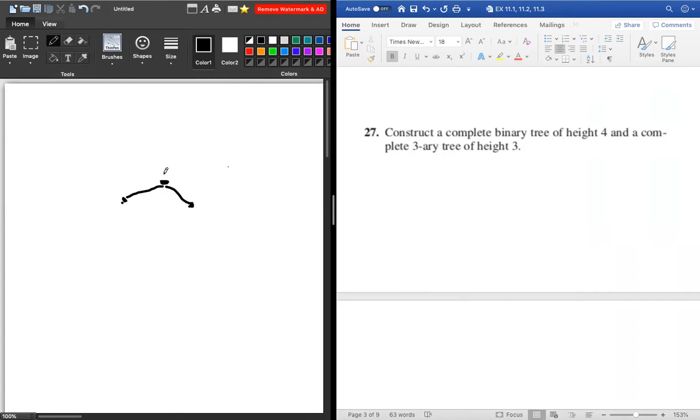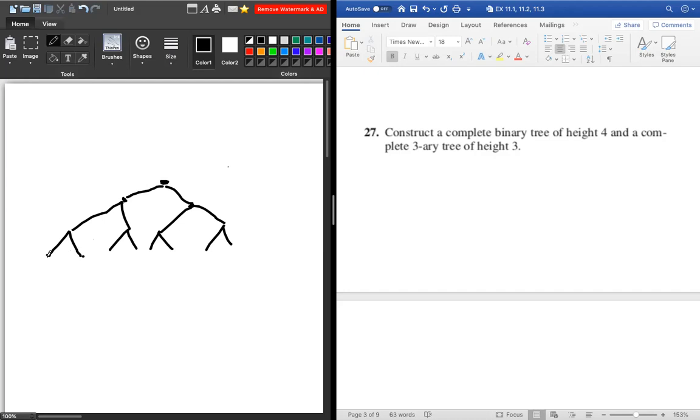Okay, all right, so basically we're going to draw a binary tree of height 4. So we have this one root node, this is the other one, the second one, these are the two children. This node will have two children, and this node will have two children. Furthermore, this node will have two children, and this one will have two children. This one will have two children. This one will have two children. So this is a binary tree of height 3.